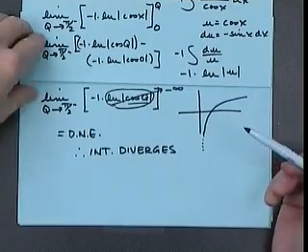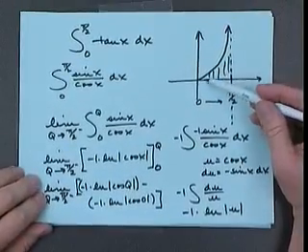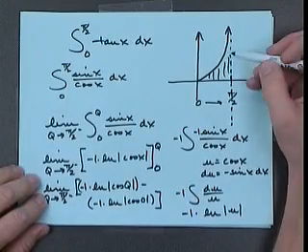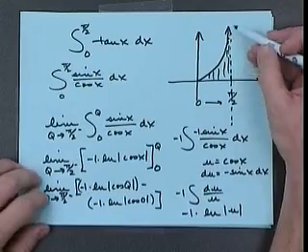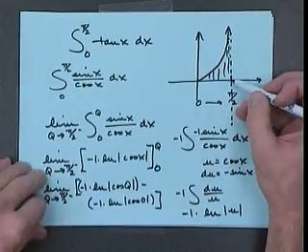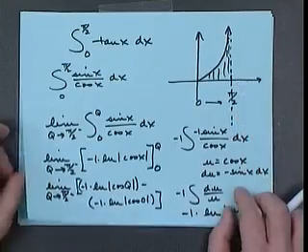So back to our picture. Is it possible to find the area under the tangent curve from 0 to pi over 2? No. The answer keeps getting larger and larger, and in fact gets infinitely large the closer that you get to pi over 2. Questions on that problem? Yes, sir.